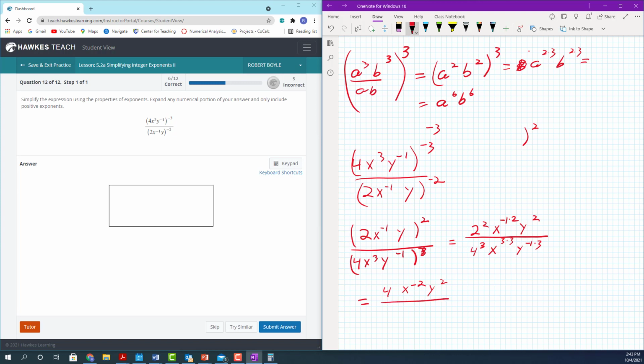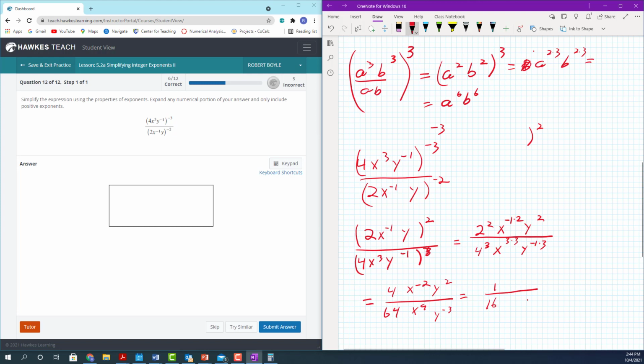Then over here, I will have 64. X to the 3 times 3 is x to the 9th. And then y to the negative 1 times 3 is y to the negative 3. All right, so 4 divided by 64 is just, no, I'm sorry, 1 over 16. Okay, then we have x to the negative 2 in the numerator, which becomes x squared in the denominator.